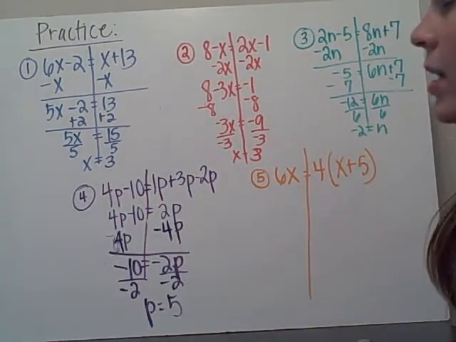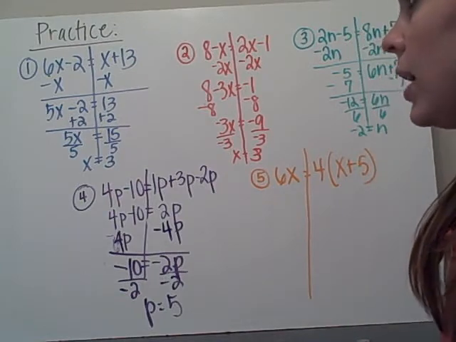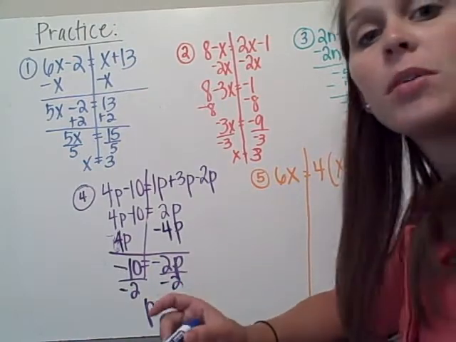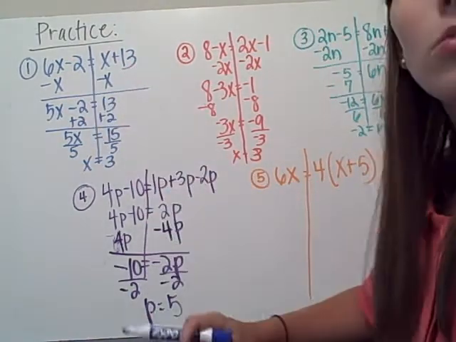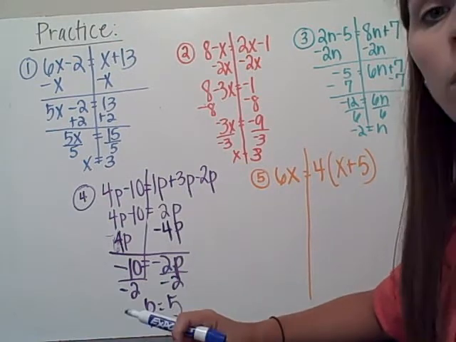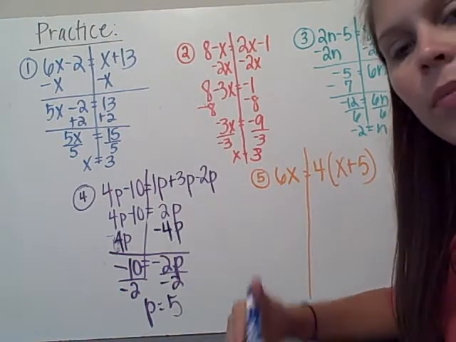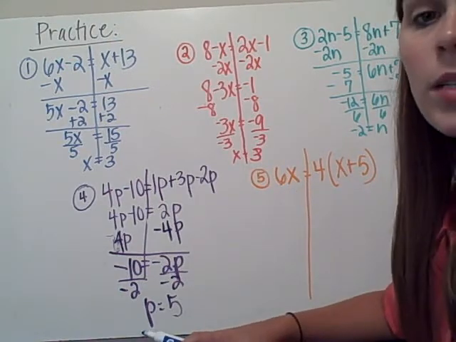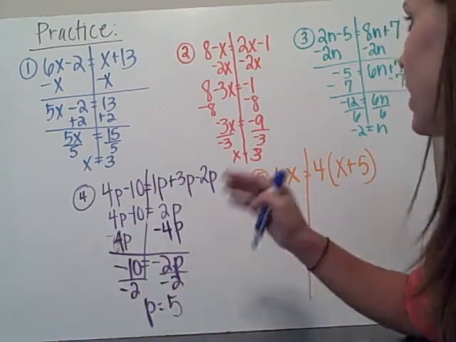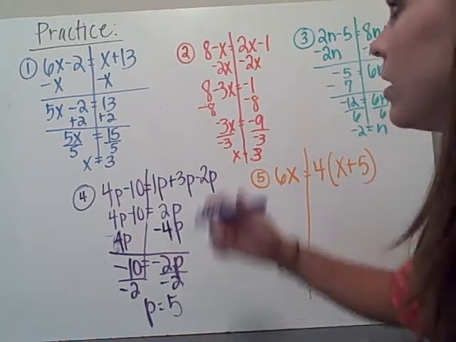Number 1, 6x minus 2 equals x plus 3. As you can see, we have variables on both sides. Our first step is to distribute. We do not need to distribute because we do not have parentheses anywhere in the equation. I don't have any fractions, so I don't have to clear those out. Now I want to get all the variables on one side. I like my variables on the left, but you can also have them on the right. It does not matter, as long as they're all on one side.